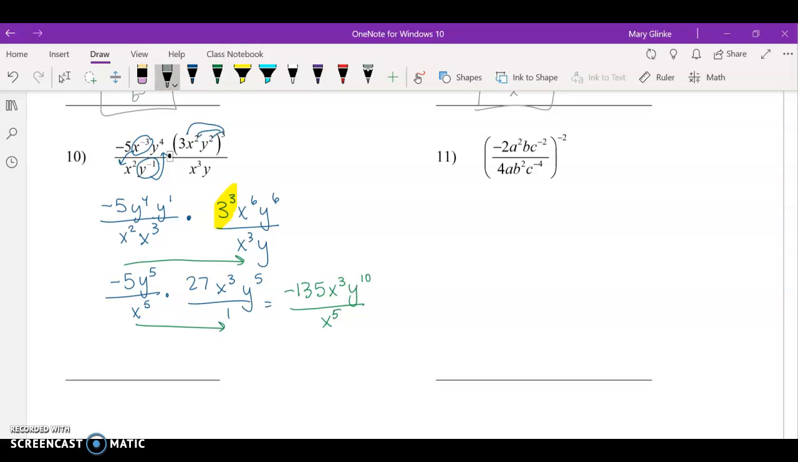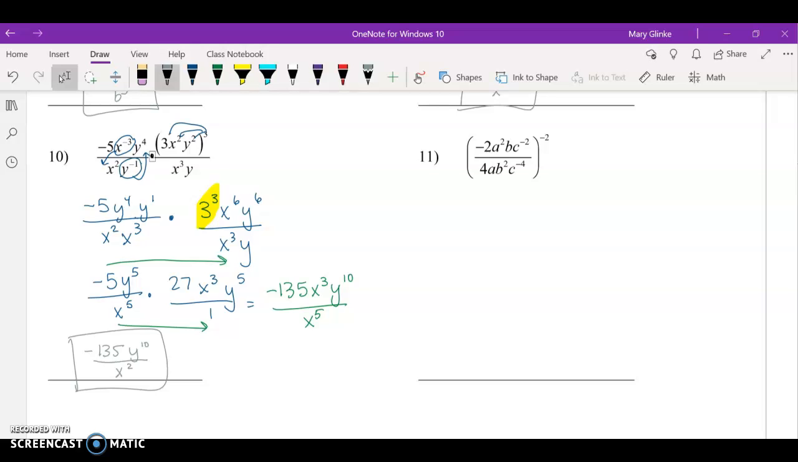And the very last step is to simplify anything that has the same base, so that's those x values. So 3 x's cancel out. I have 2 left over in the denominator, and the 135 and the y stay where they are.